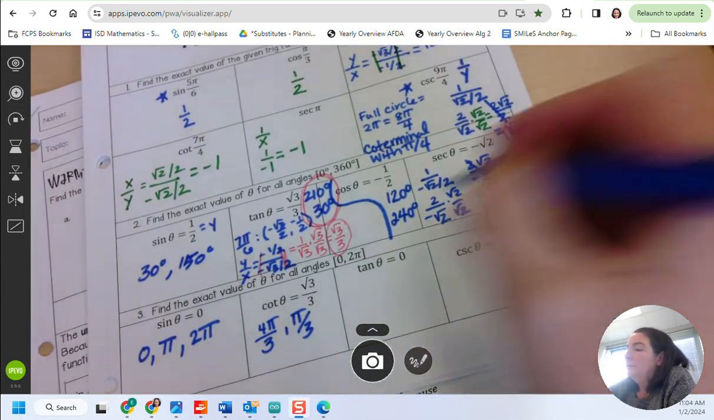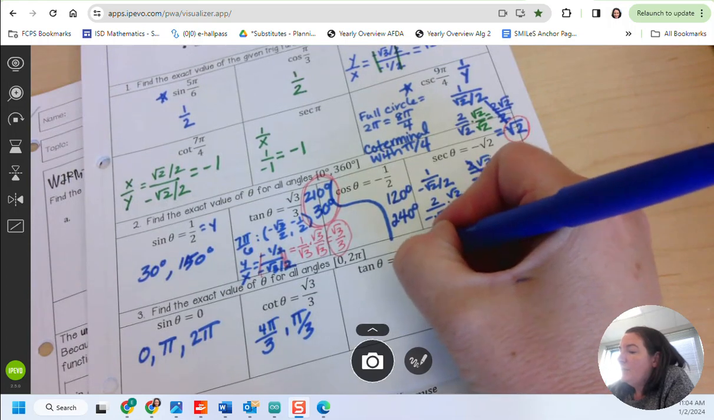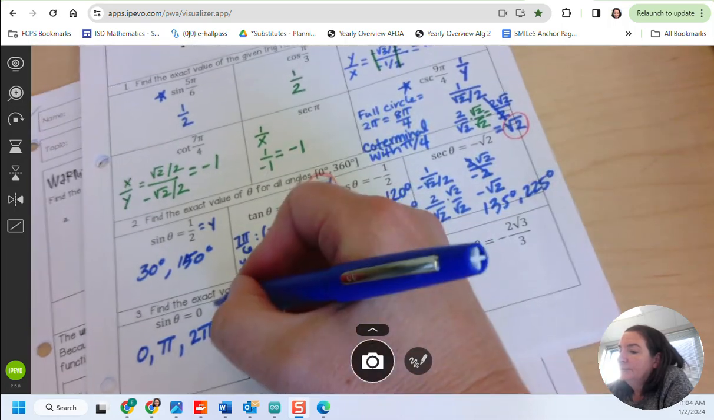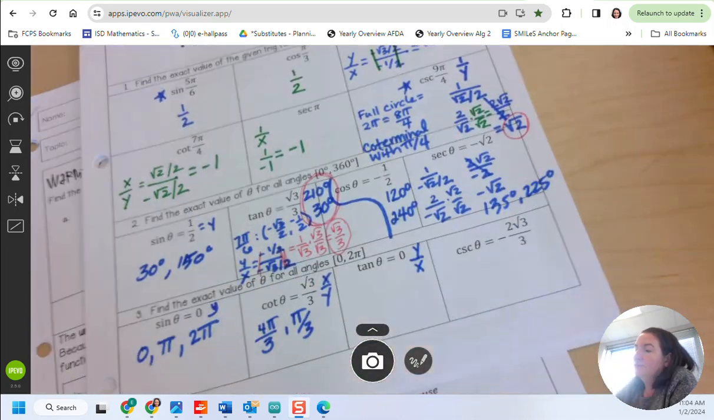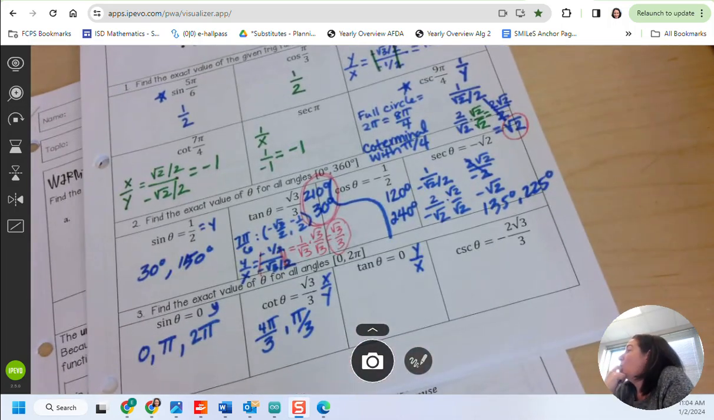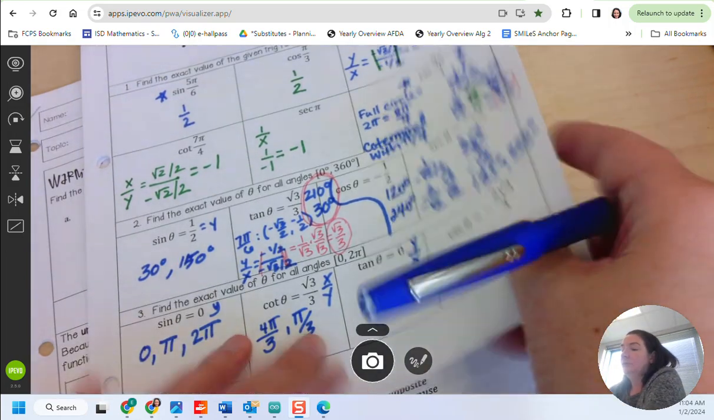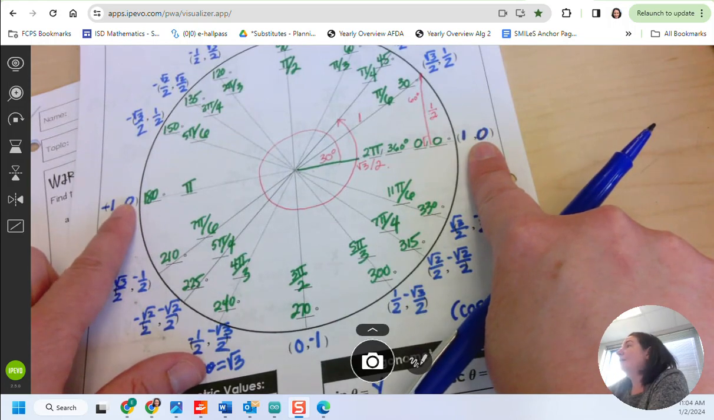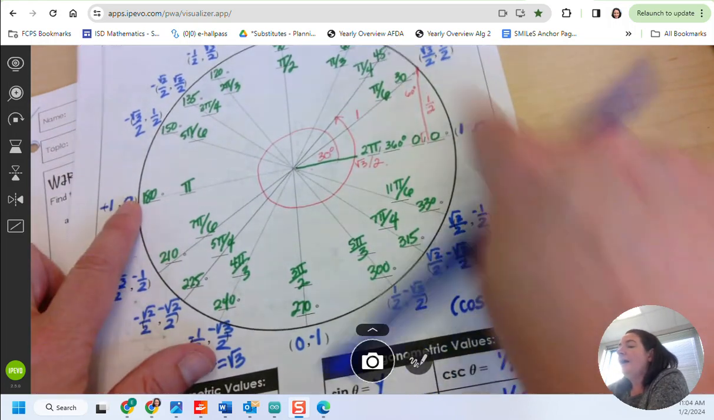All right, tangent is equal to 0. Remember, tangent is y over x. And so that basically means the y has to be 0, because 0 over any number is going to still be 0. So we're looking for the angles where the y is 0. So if you haven't found it yet, go back and find it. Same ones we found before, right? Yep. 0, pi, and 2 pi.